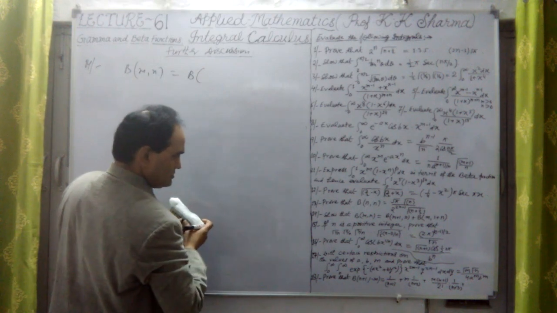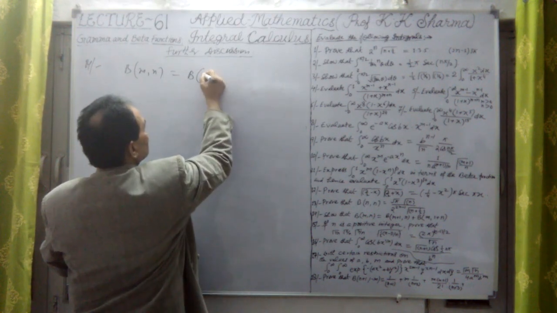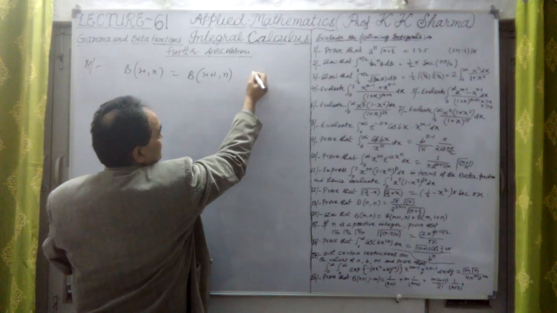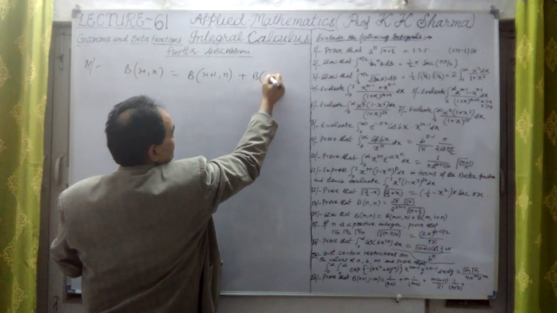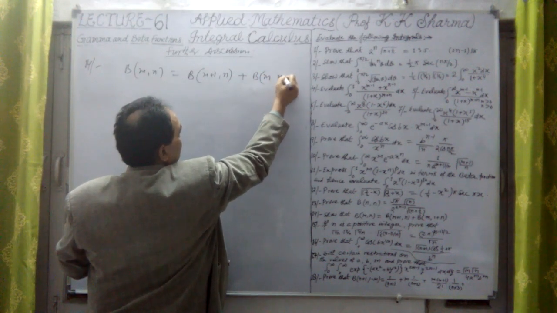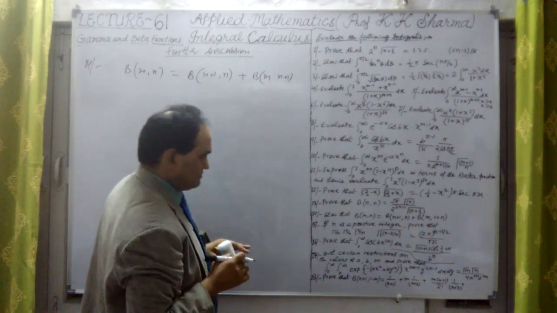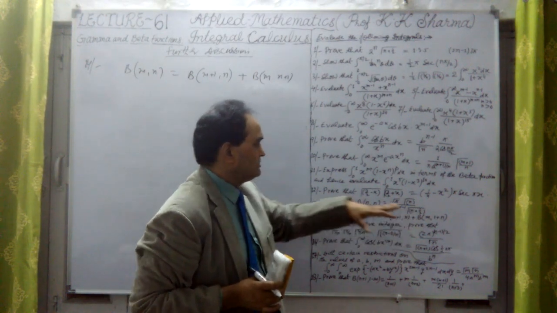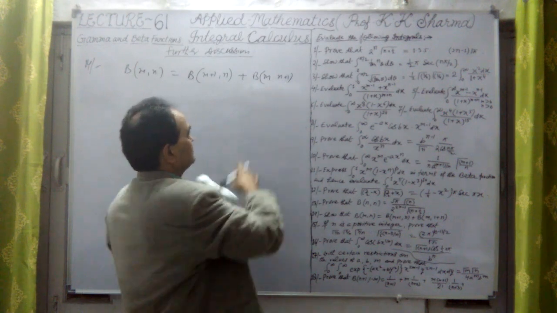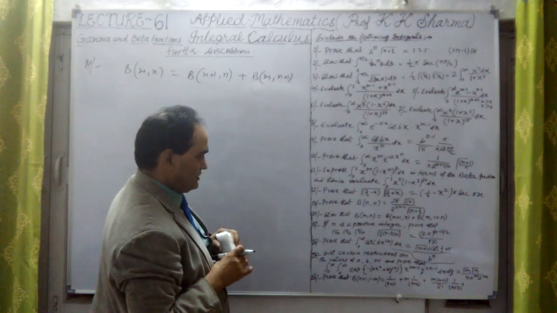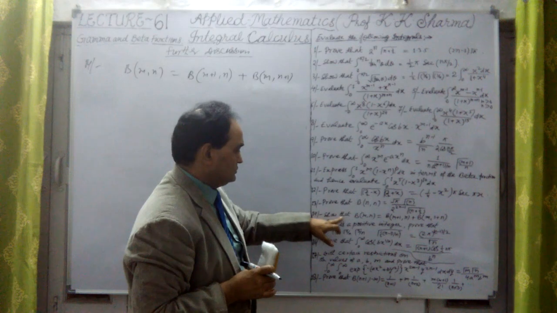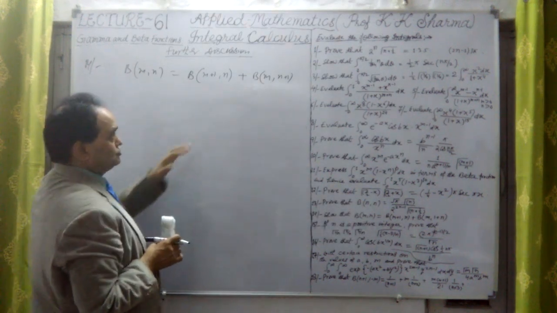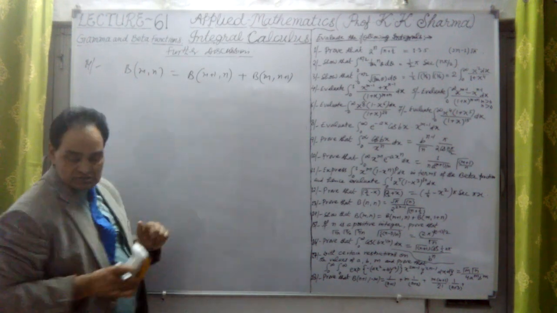Beta m plus 1, n plus beta m, n plus 1. Yes, n plus 1. So we have to show that beta m n is equal to the sum of these two beta functions. This we have to prove here.